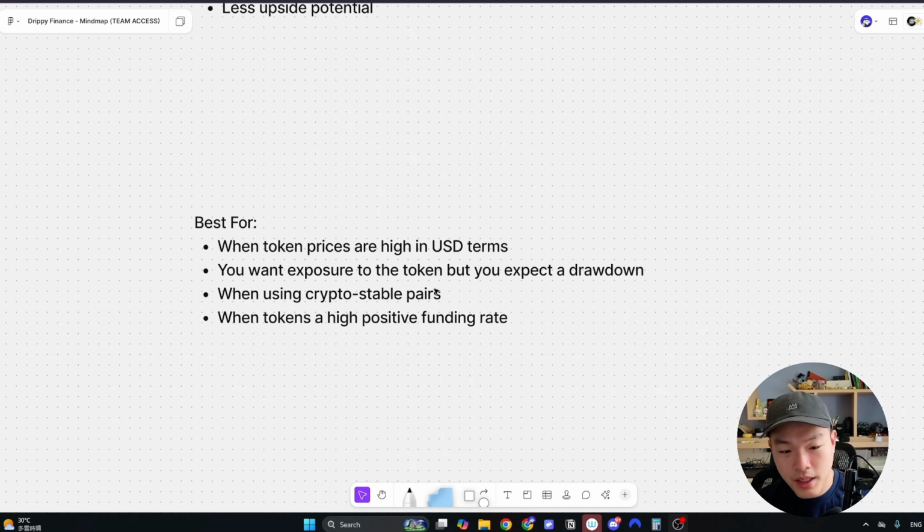And then if the token has a high positive funding rate, meaning that the longs are paying the short, then you're going to earn a better APR with this setup as well. So I'll show you guys step by step how to set this up.